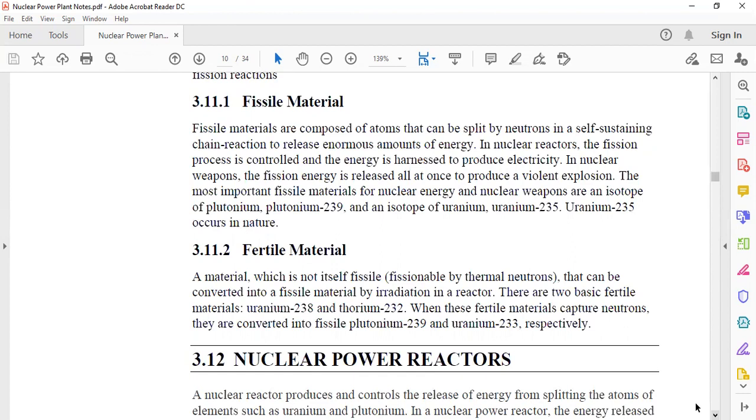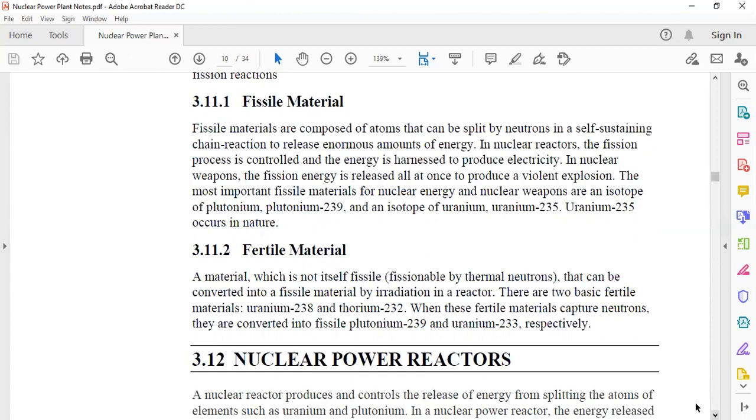About the fertile material, these are not themselves fissile, that is, not fissionable by normal neutrons, but can be converted into a fissile material by irradiation in a reactor. There are two basic fertile materials: uranium-238 and thorium-232. When these fertile materials capture neutrons, they are converted into fissile plutonium-239 and uranium-233.